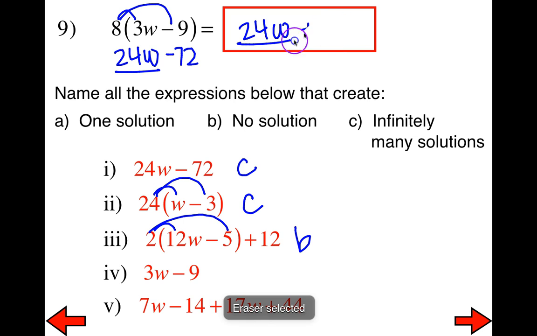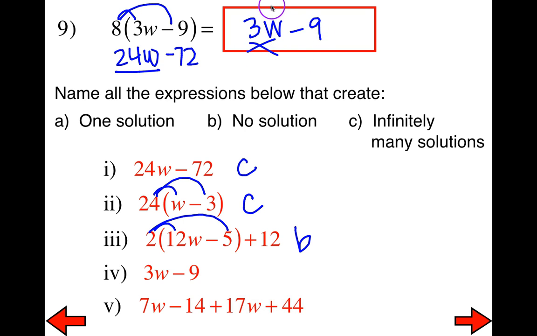Okay, moving on to the fourth one. Here we have 3w minus 9. Guess what? Our coefficients don't match. So guess what? It's automatically one solution. Okay, the only way we can get to these choices is if our coefficients are the same. So since they're not, automatically one solution.